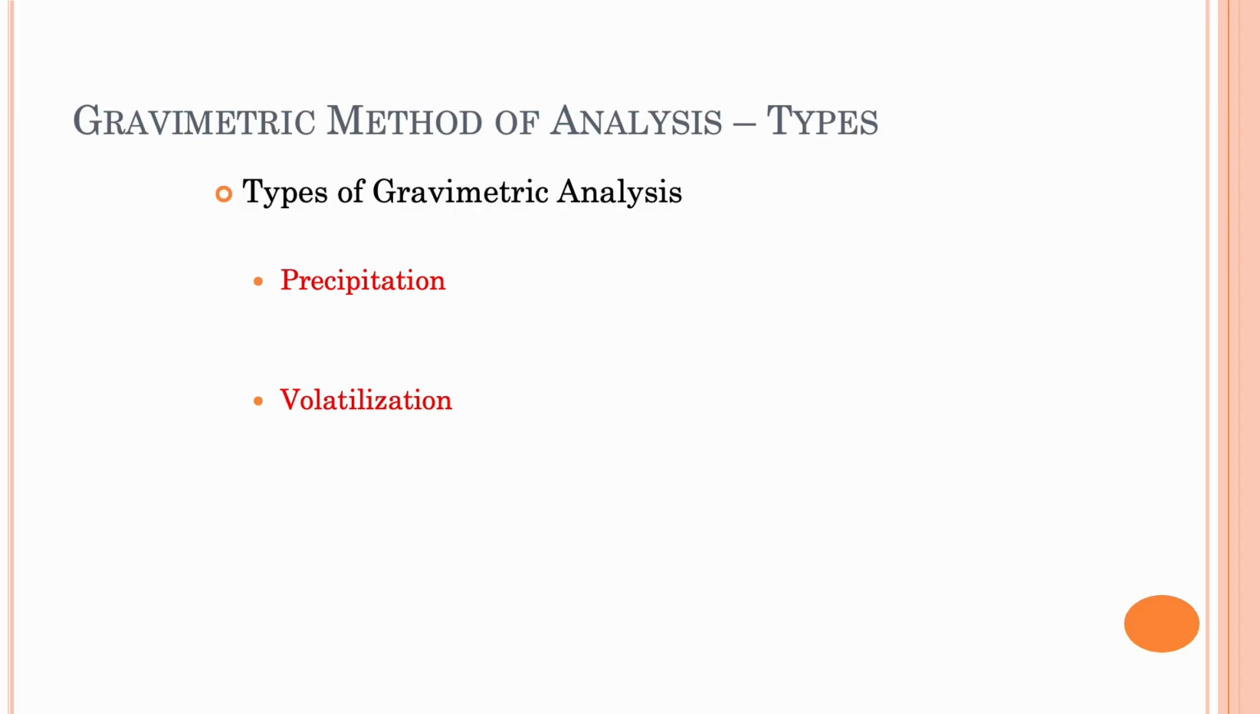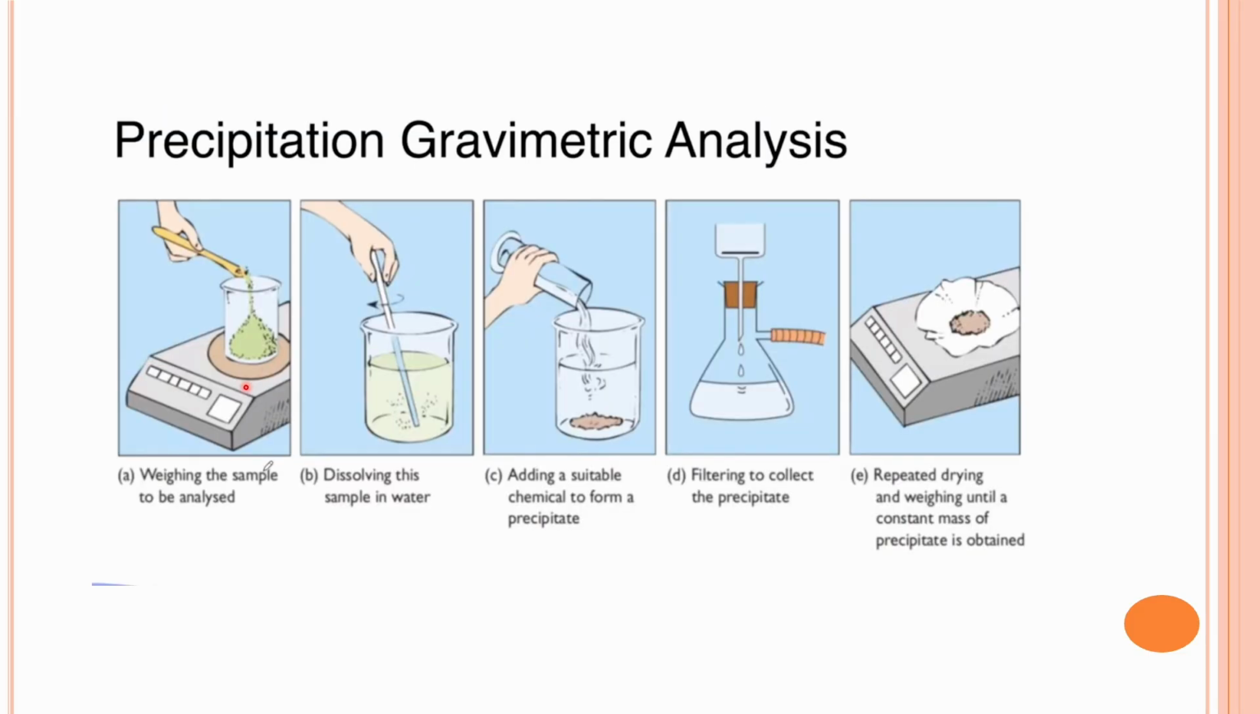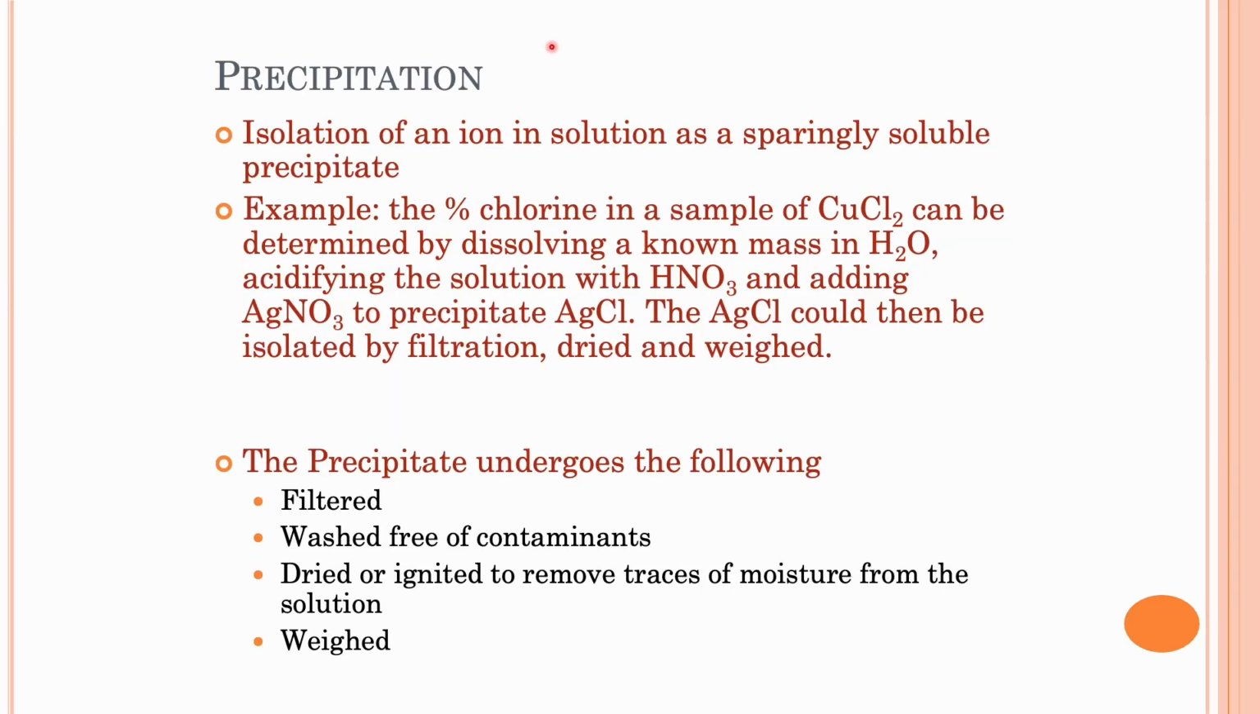And we're going to be starting off with your precipitation. Under your precipitation, you are starting off by essentially drying and weighing the sample to be analyzed and dissolving that sample in a suitable solvent that is in excess. The reaction between your sample and your solvent is going to give you your precipitate. Alright, so hence the name, your precipitation gravimetric analysis. And this precipitate is going to contain the ion that you want to know the mass of.